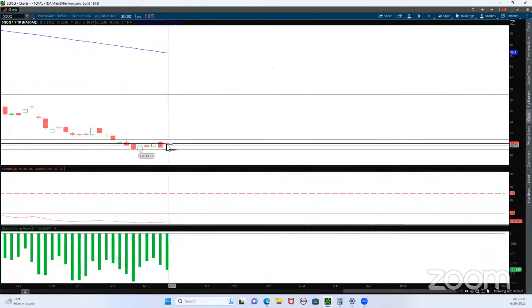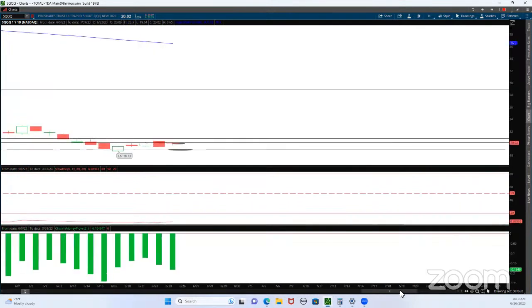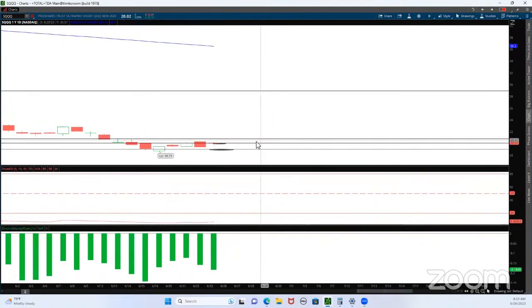Yeah, you see that was a doji that was created here at this area. Sorry, it's small. Okay. Yeah, that's a doji. So let's take a look.